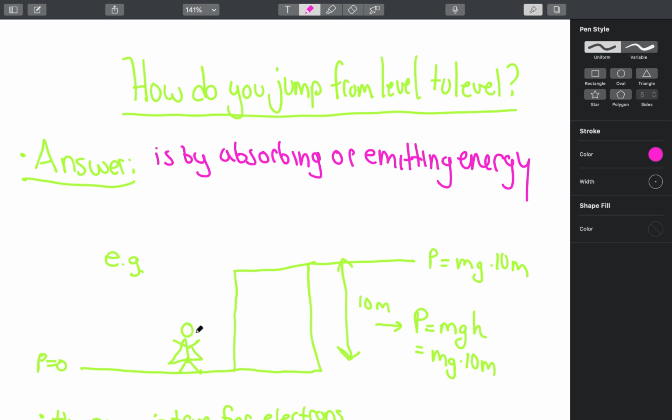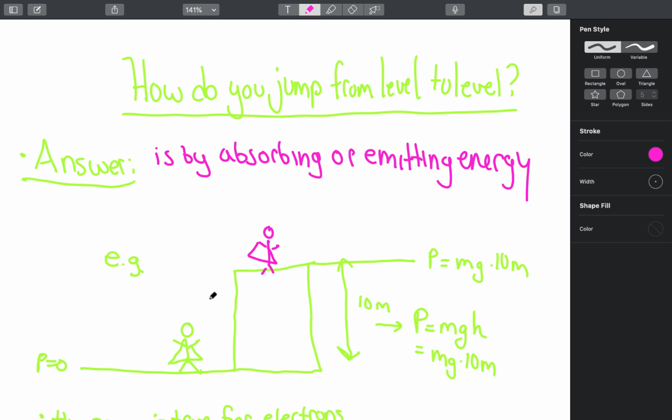Therefore, on the ground, our superhero is considered to be in the ground state. However, when he flies all the way up to the top of the building here, his potential energy is much greater because he's much higher off the ground. However, to get from the ground state to the excited state, he has to absorb a certain amount of energy in order to be transferred from this low state to the high state.